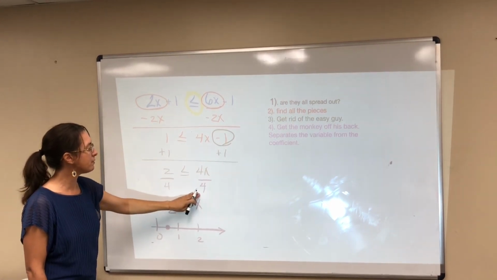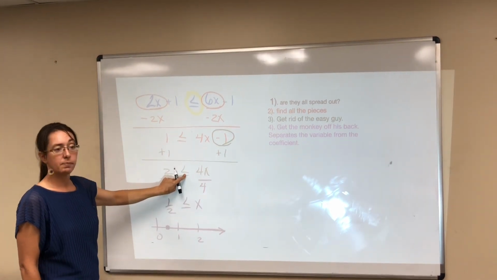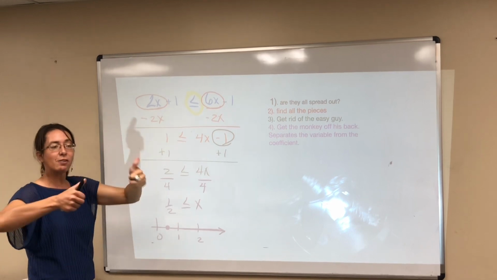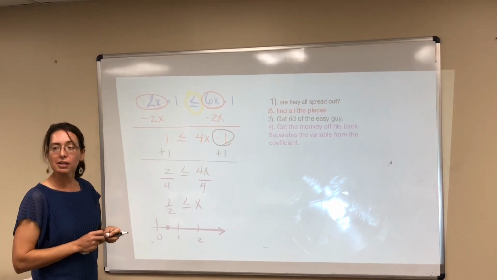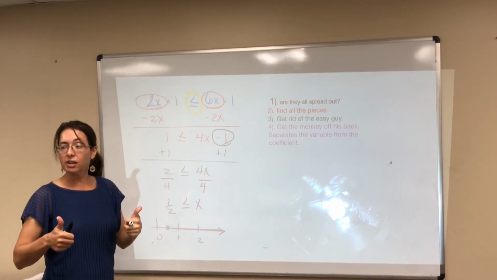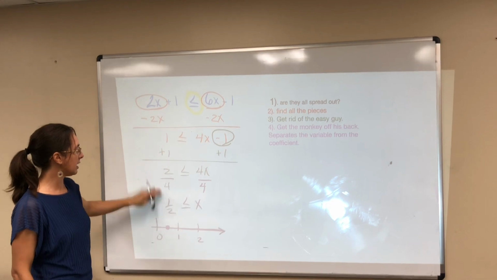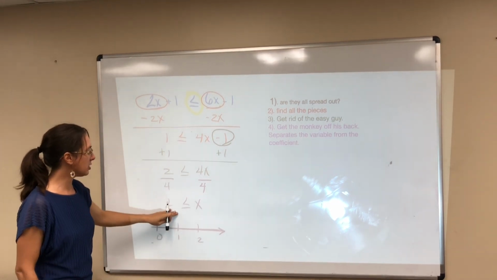I divide by 4, and because I'm dividing by a positive, you don't switch it. Everything stays the same. Everyone's all happy. So you can kind of think in that way. It's a positive term, everything's good. Just leave it all the same. Okay, so we divide by 4, and I get 1/2 is less than or equal to x.